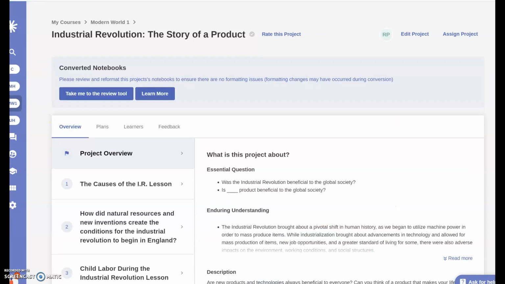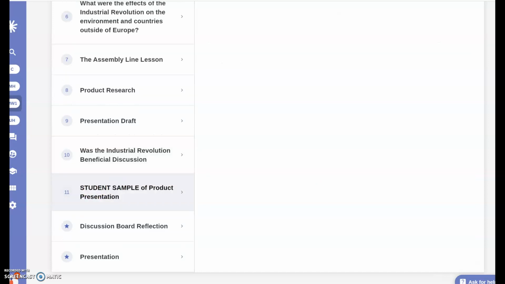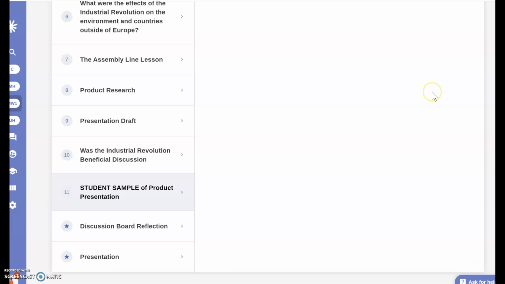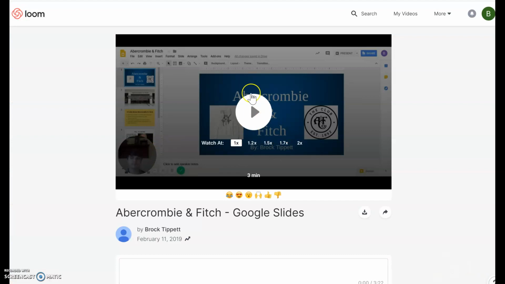For the Industrial Revolution, I did give you a sample of the product presentation, and I also sent it to you in a Hangout. Remember, you have to pick a product and talk about whether it's beneficial or not. Let me see if I can pull it up. I sent this to you already, but this is what you're doing in a nutshell.